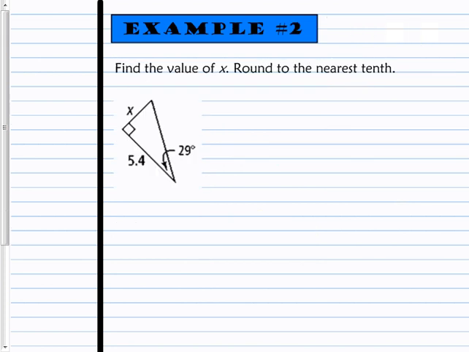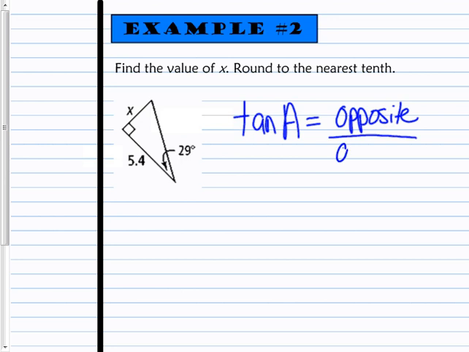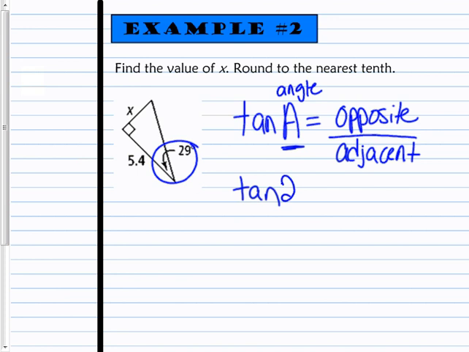Find the value of x rounded to the nearest tenth. So here's how we work this out. The formula from at the very top of your paper says tan A is the length of the leg opposite of the angle, so opposite over adjacent. A meaning the angle. So we actually have the angle amount. So tan of angle 29, so tangent of 29 degrees is opposite.